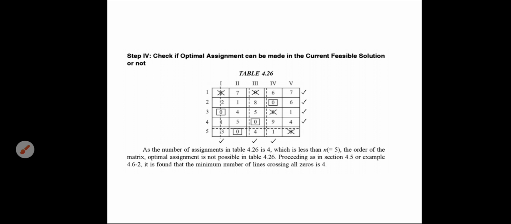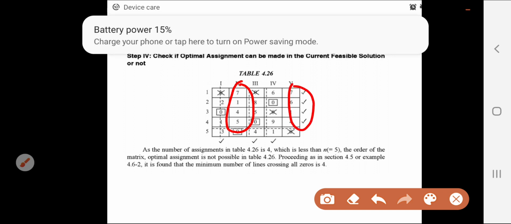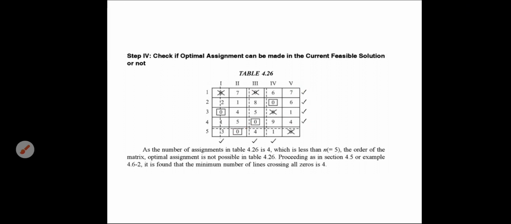Now you find the elements which are outside these lines: 7, 1, 4, 5 and 7, 6, 1, 4. These are 8 elements where there is no line. Find the smallest element among these. 1 is the smallest, so you subtract it from all of them: 7 minus 1, 1 minus 1, 4 minus 1, 5 minus 1, 7 minus 1, 6 minus 1, 1 minus 1 and 4 minus 1. You write this down in the next table.